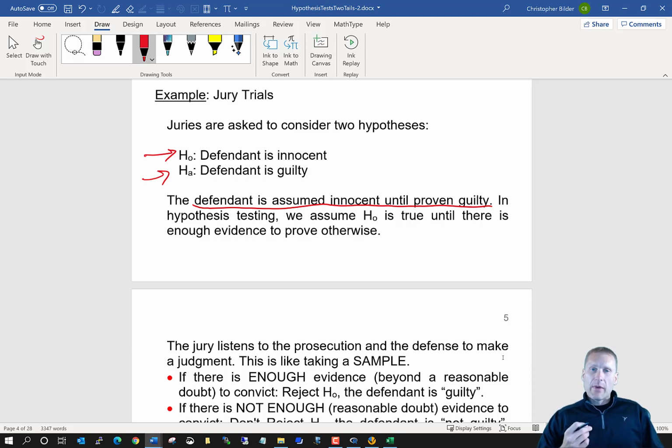As you see how we construct some of these different hypothesis test forms, you will see, oh, okay, I see how you're assuming that H0 is true. It's a little bit more difficult to see in the confidence interval approach that we just talked about, but in other approaches, you will see, oh, okay, yes, I do see it. And if you don't, of course, you need to ask questions. So in hypothesis testing, we assume H0 is true until there is enough evidence to prove otherwise.